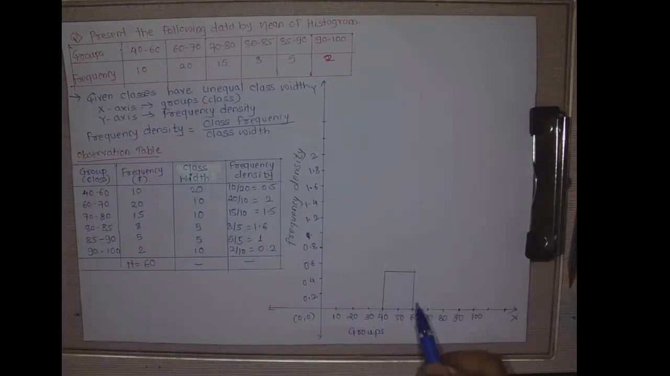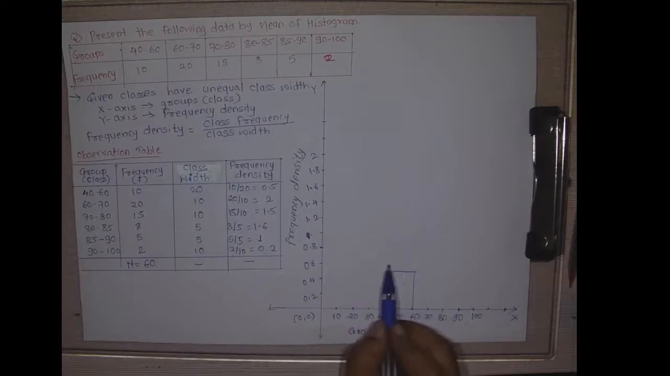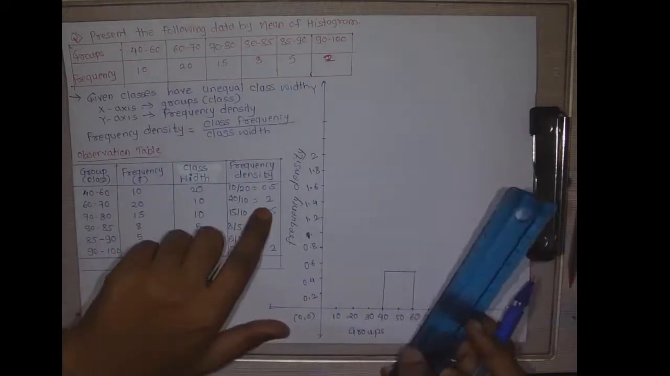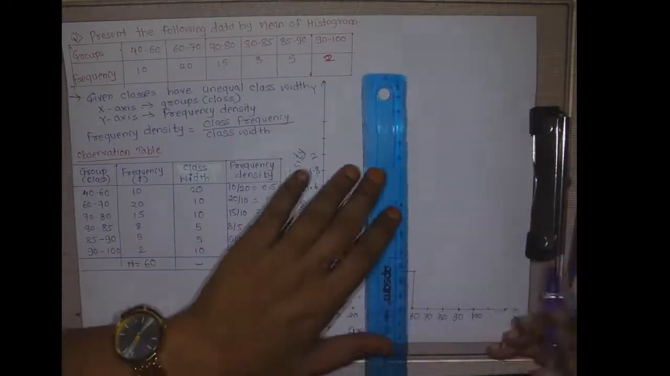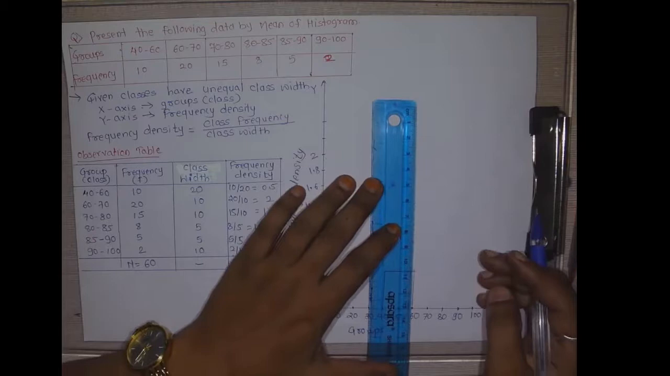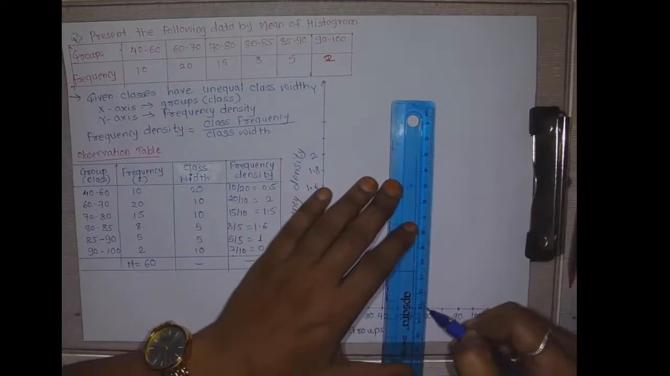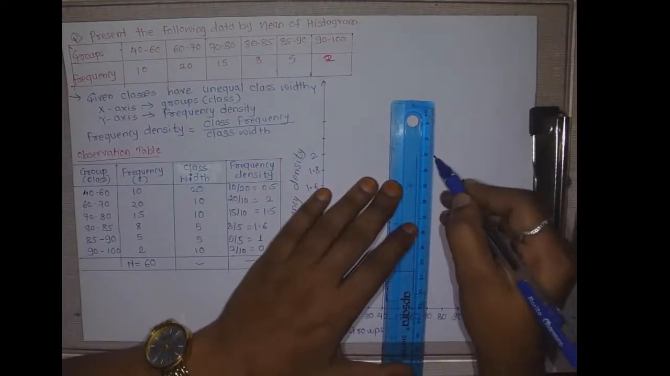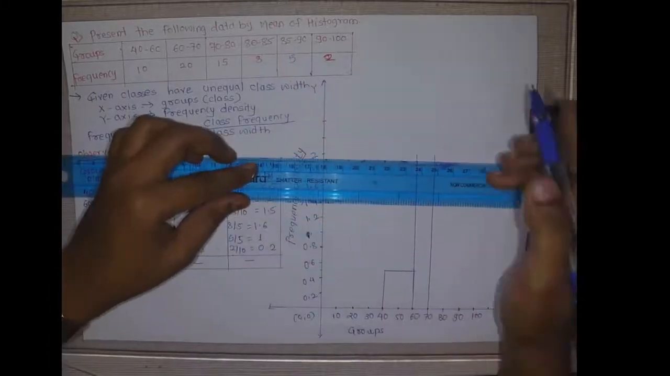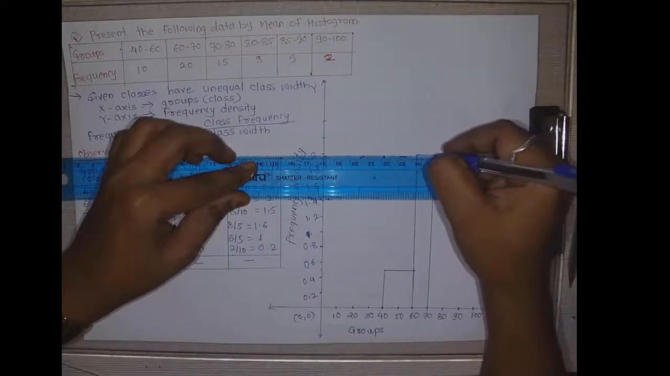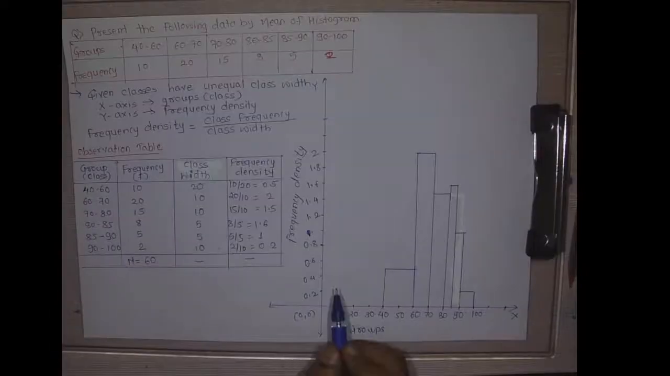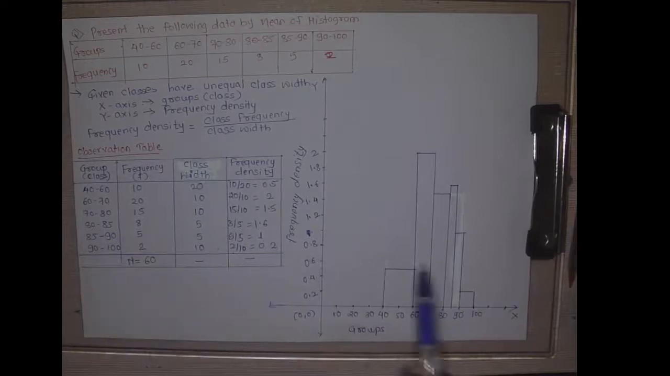Here we draw a rectangle for the class 40 to 60 with corresponding frequency density 0.5. Next is the 60 to 70 class having the frequency density 2. Here is the next rectangle. Here we complete all the rectangles corresponding to class and frequency density.